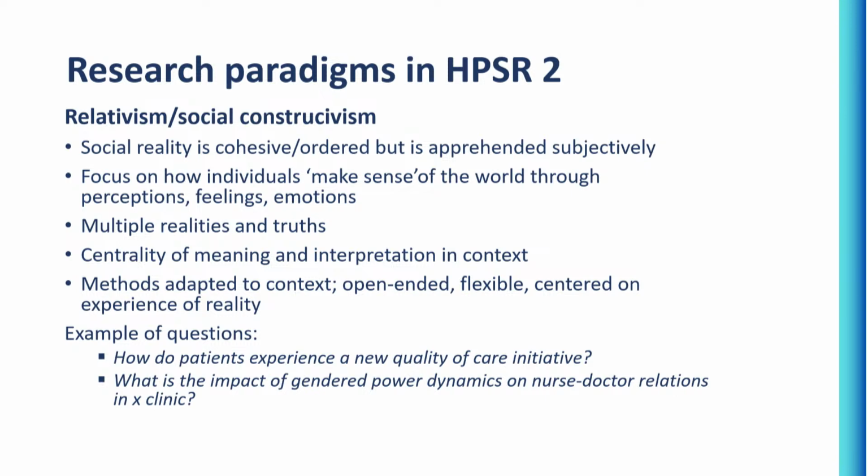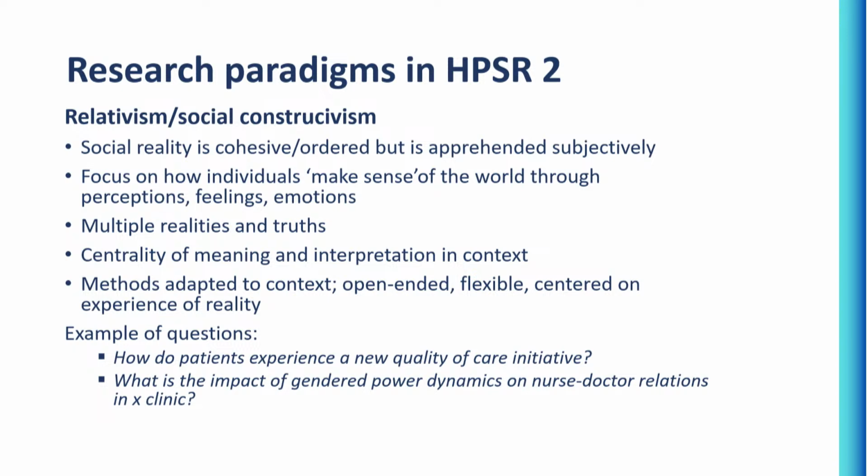Sorry, there's something missing up there. Social constructivism should be. So here, the idea is that your social reality, or your reality in general, is cohesive and ordered, but it is apprehended subjectively. So in terms of the ontology, what is the reality?